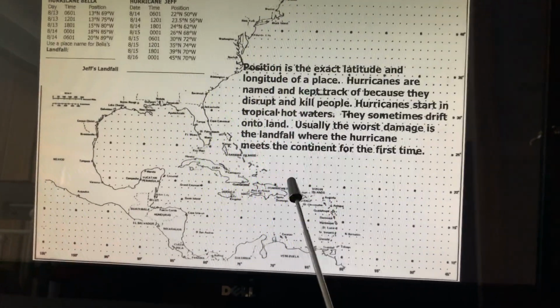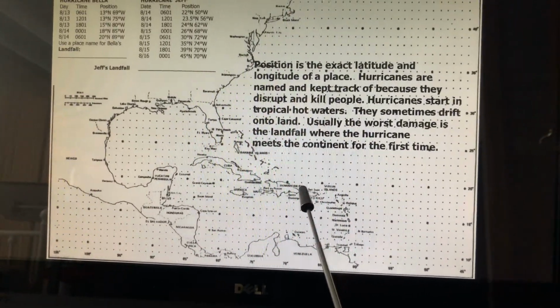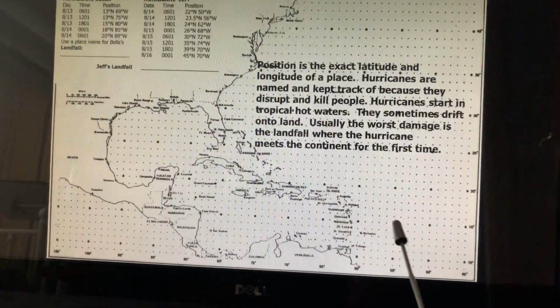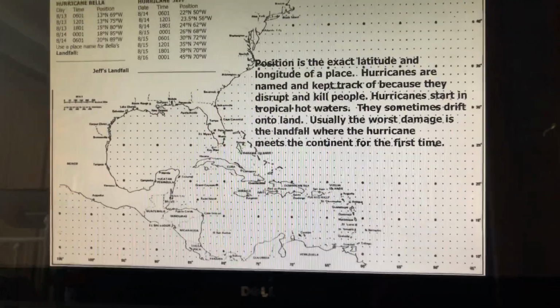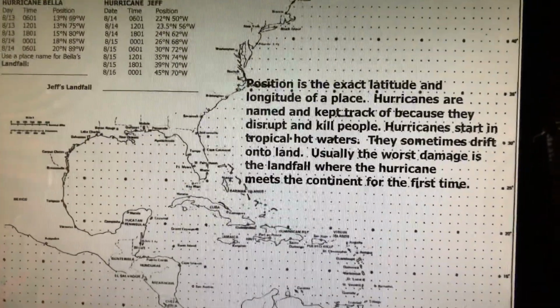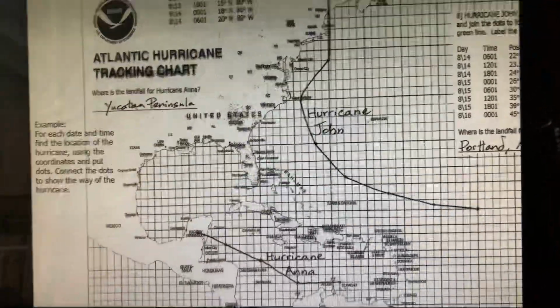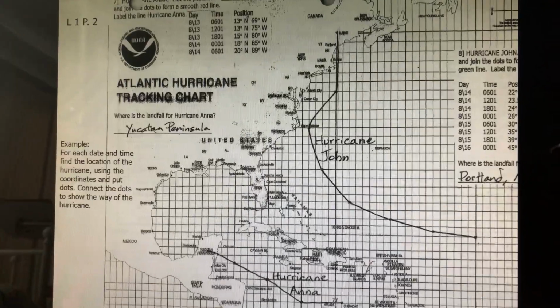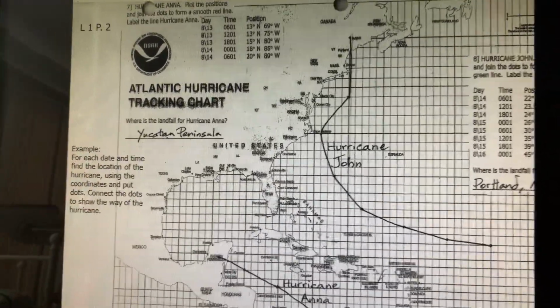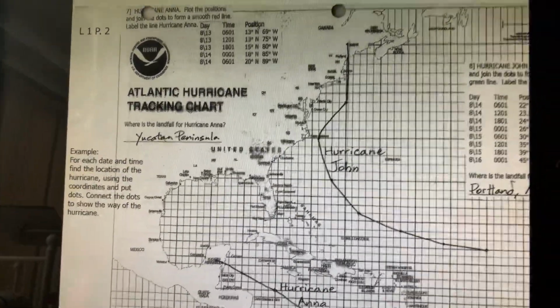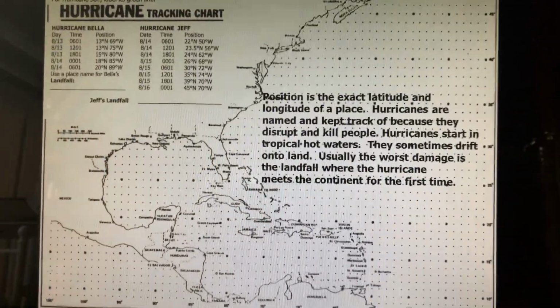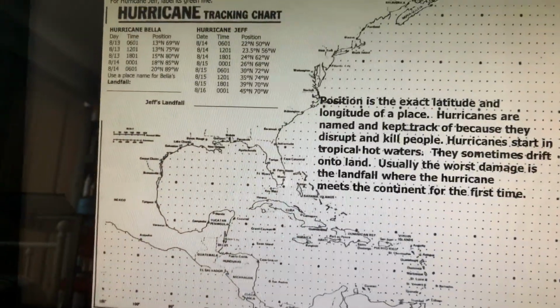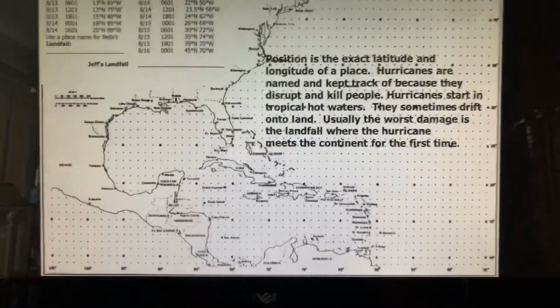And to put a dot for each of those times and days, and then you connect the dots with a smooth line showing the path of the hurricane like it's shown on the other page, the next page here. You have 2 hurricanes, but they're different. On your original page, you have to find Hurricane Jeff and Bella.